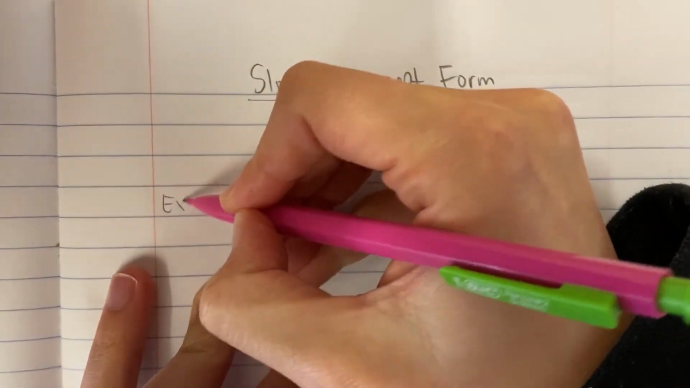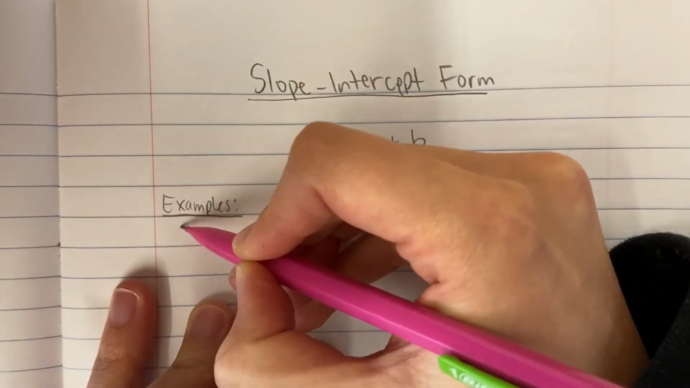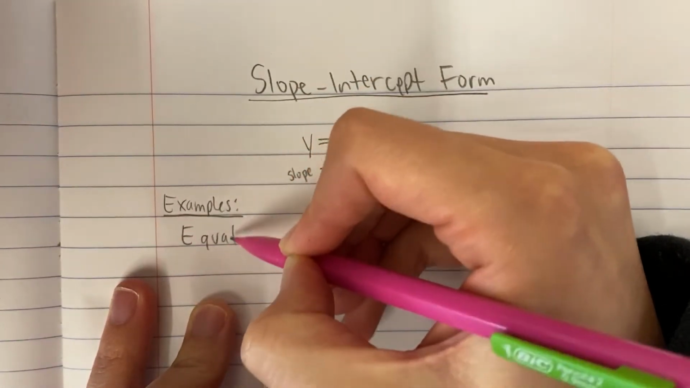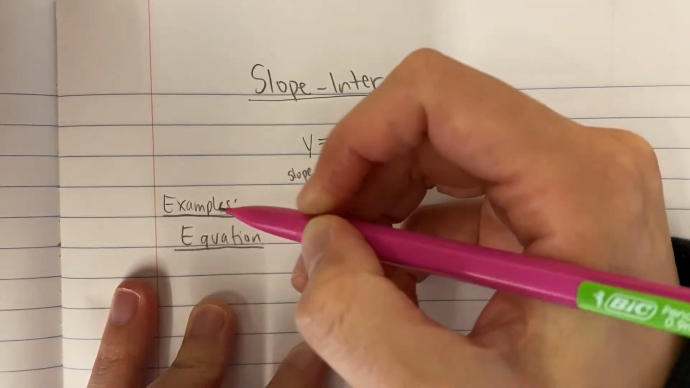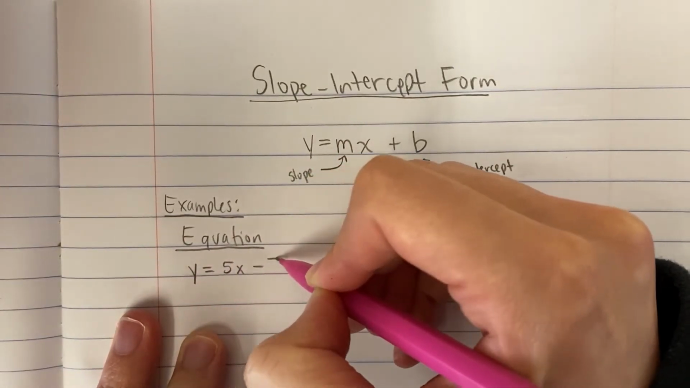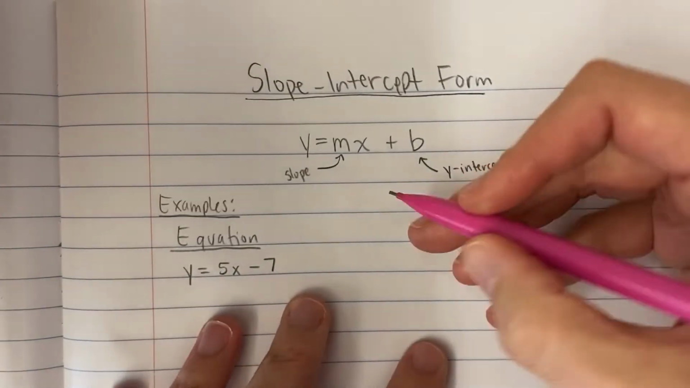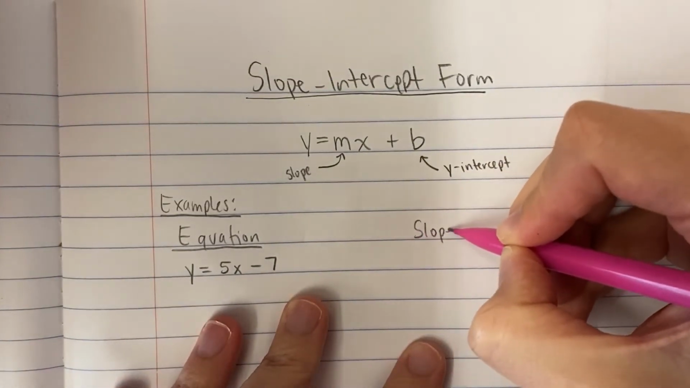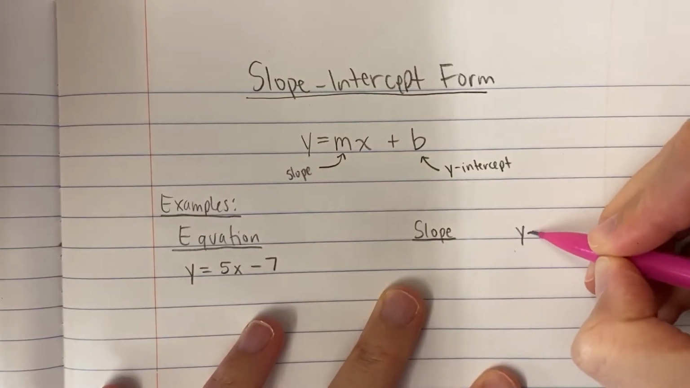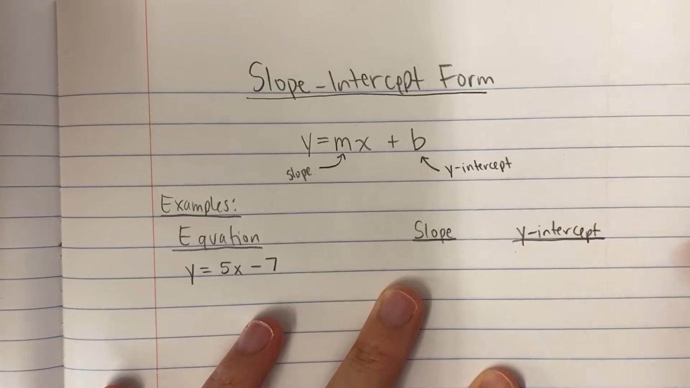So, for example, if we have an equation like y equals 5x minus 7, we can identify from that equation what the slope is and what the y-intercept is. And that's going to be important because those are the two pieces of information we need to graph a line.